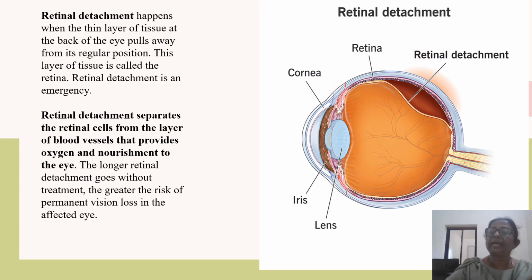So retinal detachment is the separation of the neurosensory retina from the underlying retinal pigment epithelium. If not treated immediately, the entire retina may detach, leading to vision loss and blindness. It is a medical emergency.